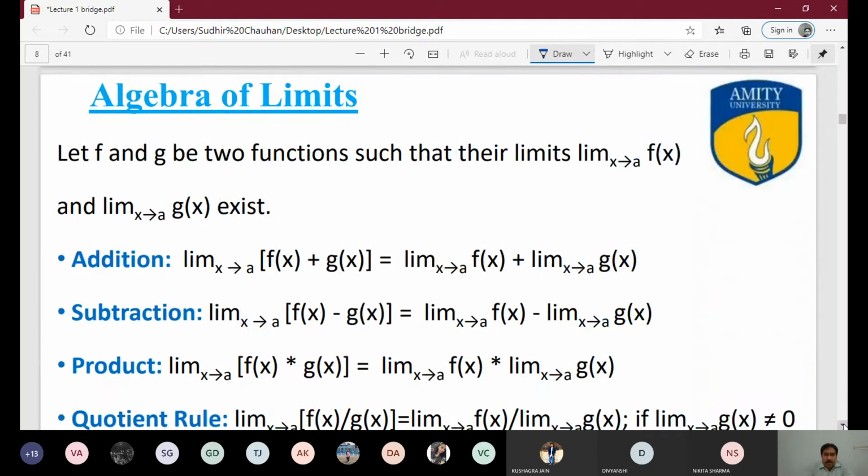So, algebra of limits. We have to remember some results. If f and g are any two functions such that the limit as x tends to a of f(x) and the limit as x tends to a of g(x) exist, then we have certain properties.